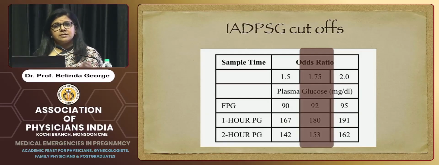It doesn't mean that at 90 there is zero risk. Even at 90, which is why sometimes we see even patients who have normoglycemia end up developing maybe macrosomia or LGA babies, because it is a continuum.